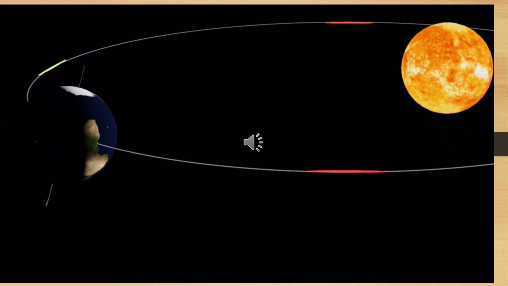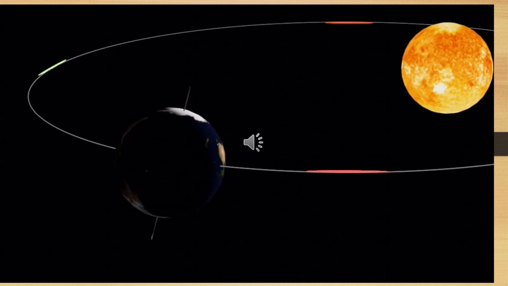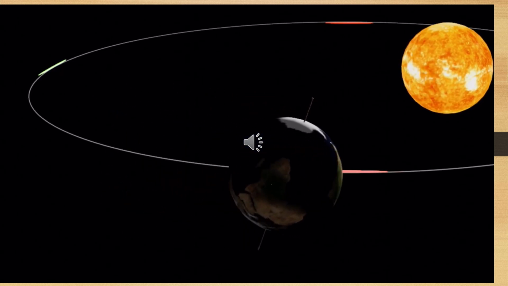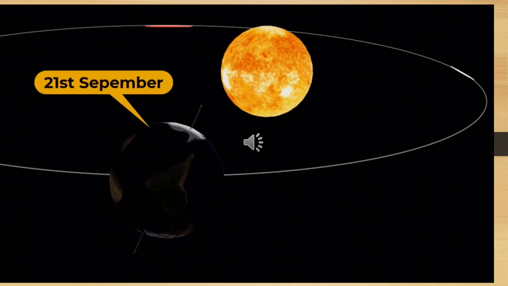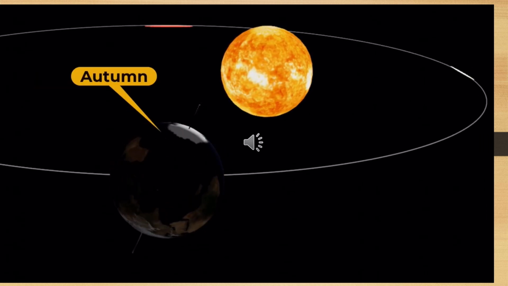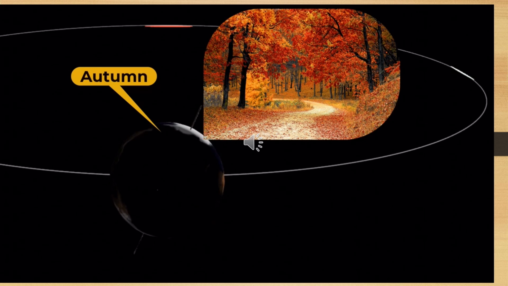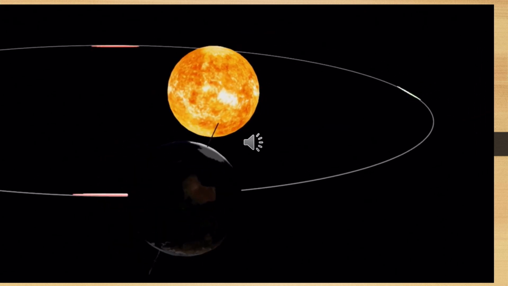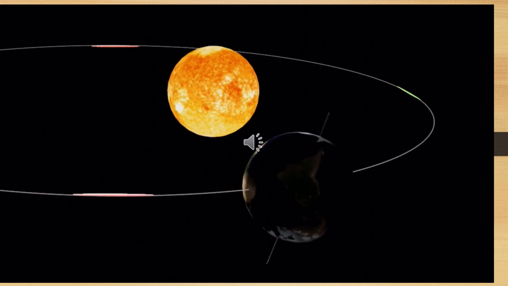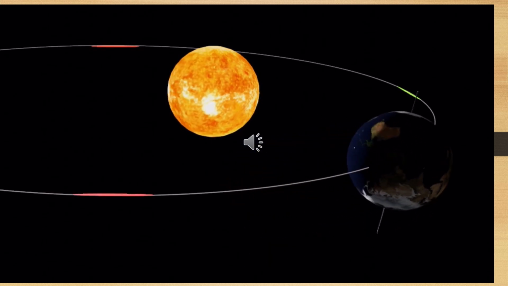As the Earth continues on its orbit, the northern hemisphere begins to tilt away from the sun, resulting in shorter days and cooler temperatures. This is the time when flowers and trees begin to shed their leaves, marking the start of the autumn season. At the same time, the southern hemisphere begins to tilt towards the sun, resulting in the spring season.